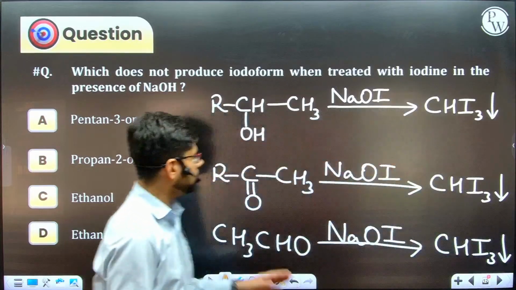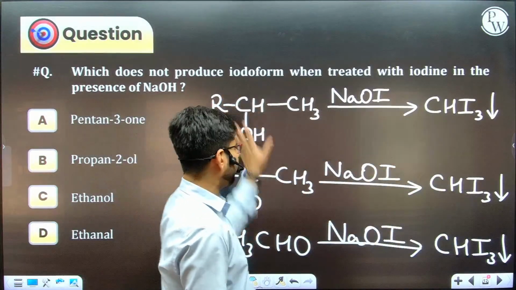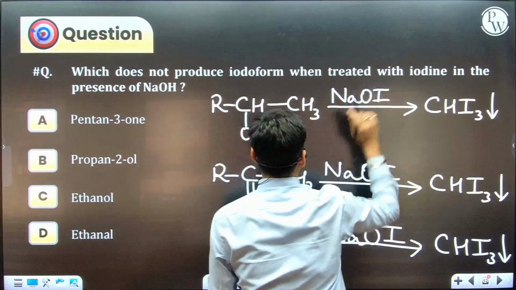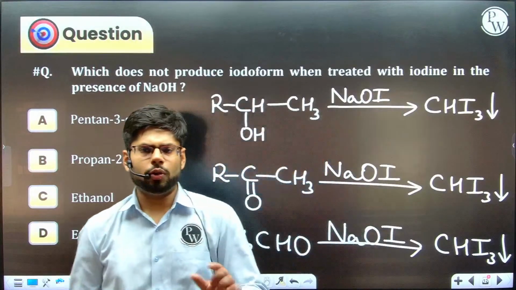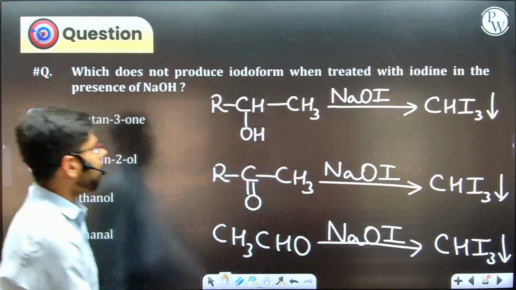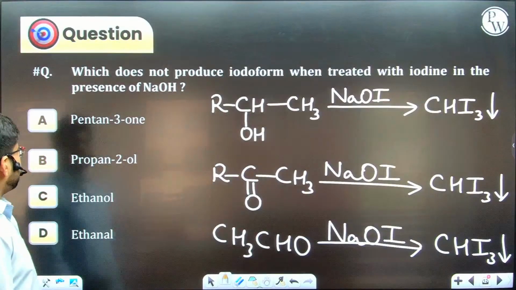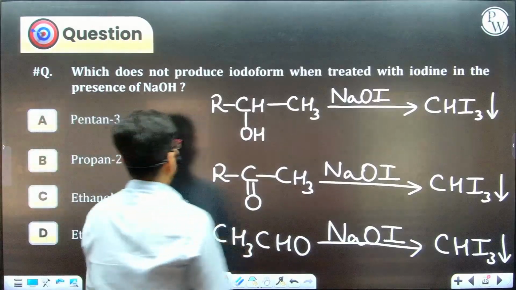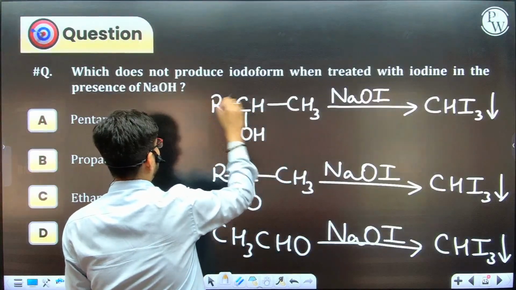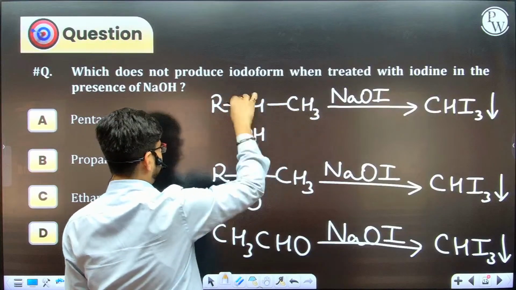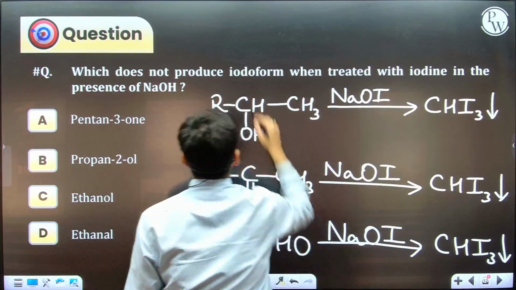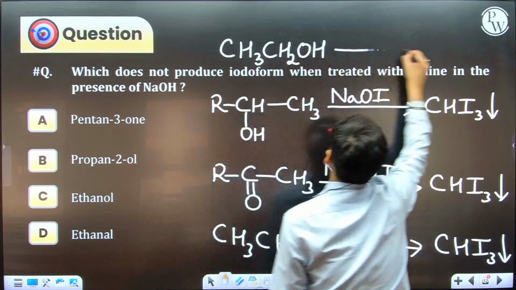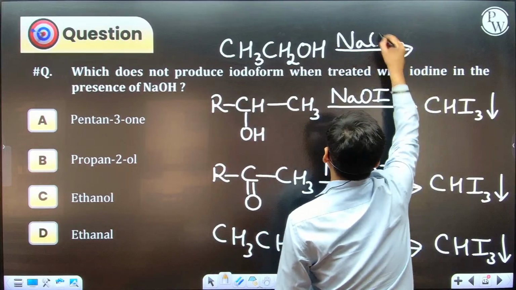So these are the different types of compounds which show a positive result in the iodoform test. Now what is NaY? NaY is nothing but another way to write NaOH plus I2. Okay. Let's look at the options. Pentan-3-one, propan-2-ol, ethanol and ethanol. Now see, if this R is H, then I'll get CH3CH2OH. CH3CH2OH is ethanol. So even ethanol gives a positive result. So even ethanol will give me iodoform.